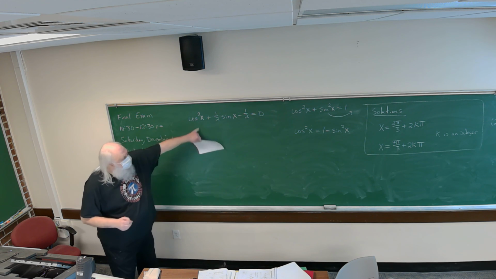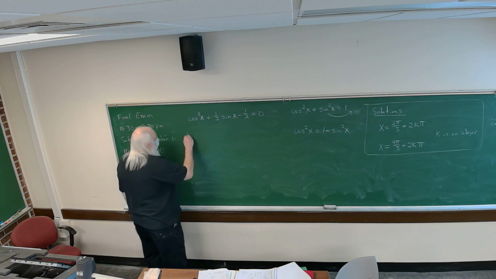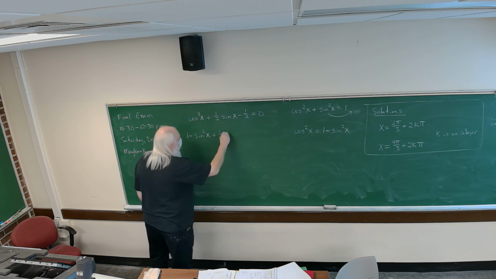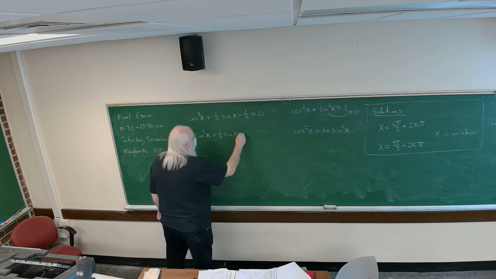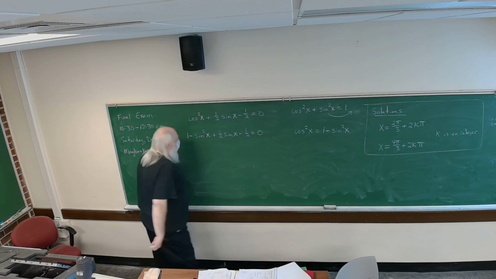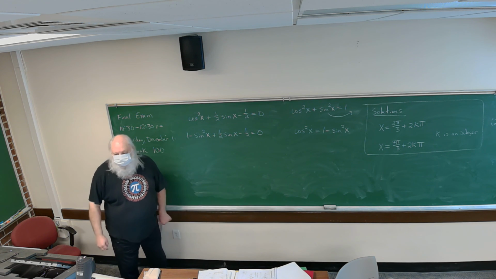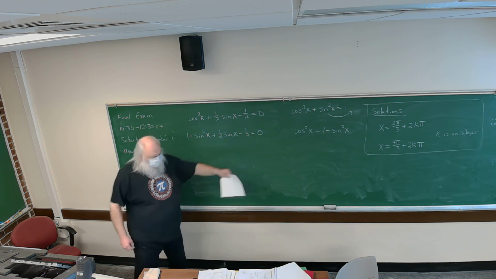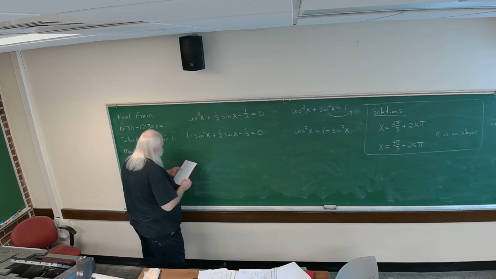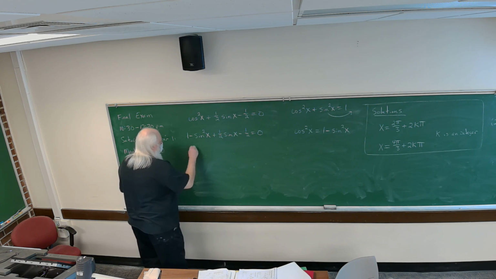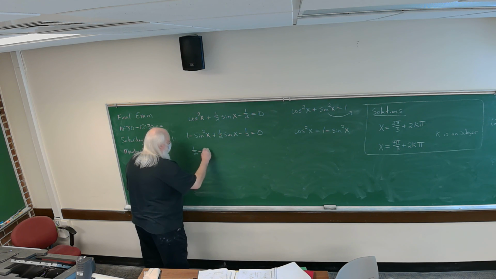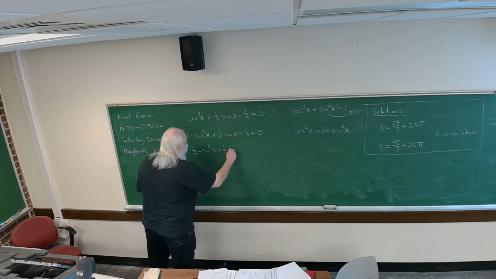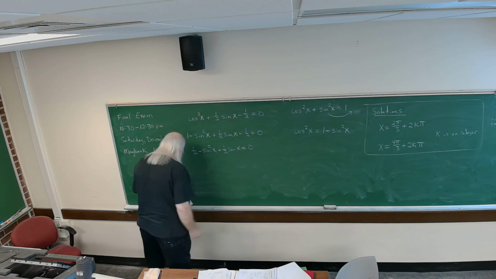So now I substitute for cosine of x squared. I have 1 minus the sine of x squared plus 1/2 the sine of x minus 1/2 is equal to 0. And now my equation has only sine x in it. Now 1 minus 1/2 is plus 1/2. But 1/2 minus the sine of x squared plus 1/2 the sine of x, right? I'm just combining like terms.